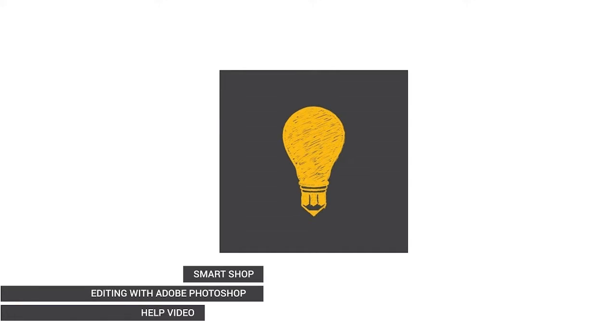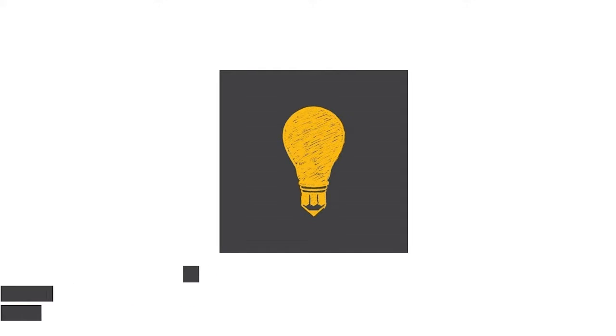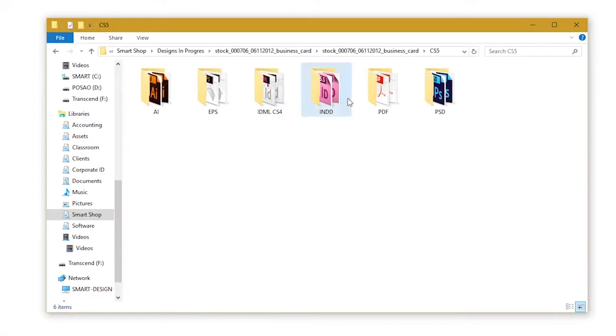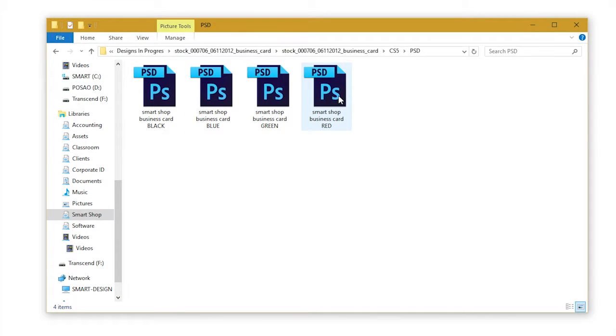In this video we'll see how to edit text and colors in Adobe Photoshop. So let's open the PSD folder, and once we do that we can see there are 4 different business cards divided by colors.